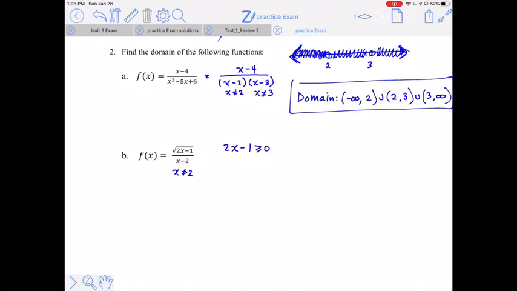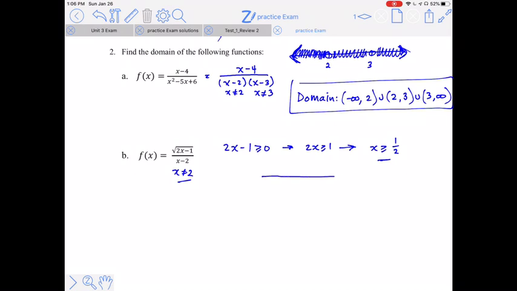So not only can x not equal 2, we also need to see what values of x make this inequality true. So if I add 1 to both sides, I get 2x is greater than or equal to 1. Then if I divide by 2, I get x is greater than or equal to 1/2. So there's two restrictions acting on x. x needs to be greater than or equal to 1/2, but x cannot equal 2.